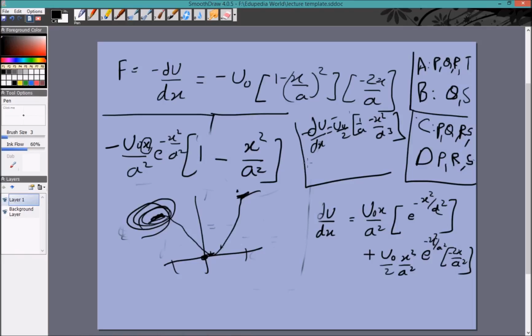As per simple harmonic motion, we need to double differentiate and see the sign. So d2u by dx squared is minus u naught x by a cube, which is positive when x is equal to minus a. So it can execute simple harmonic motion about x is equal to minus a. So T will also be the answer.